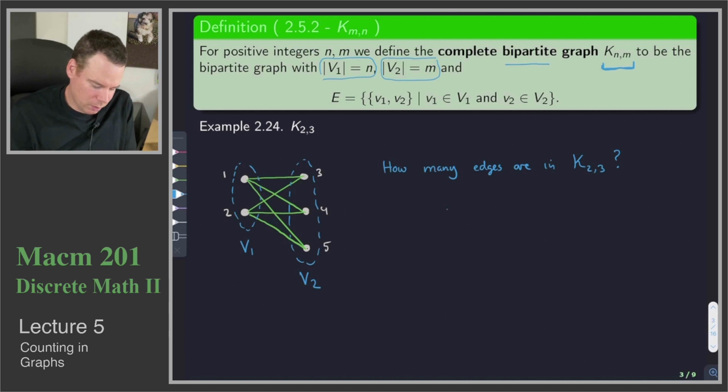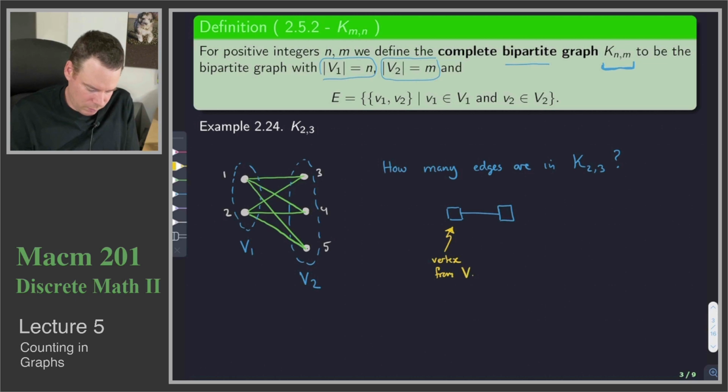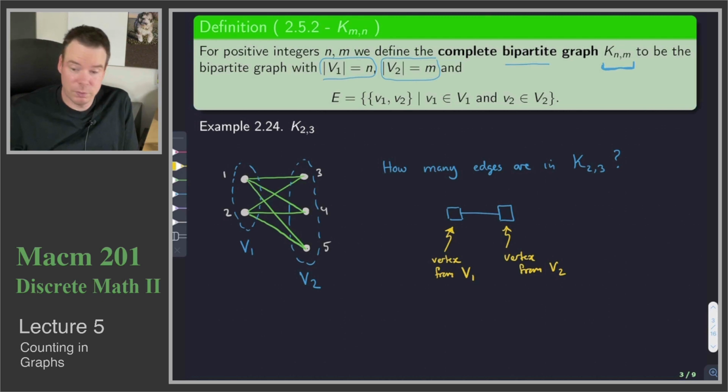Well, what would an edge look like? An edge would look like it starts at a vertex and it goes to another vertex. And so I'm drawing these as boxes as if they are slots which we will fill. So this vertex slot would be filled with a vertex from V1, so this would contain a vertex from the set V1, and this slot gets filled with a vertex from V2. How many choices are there?